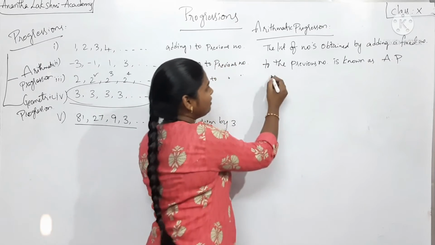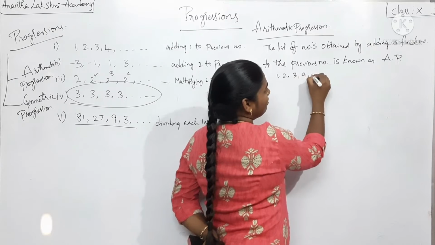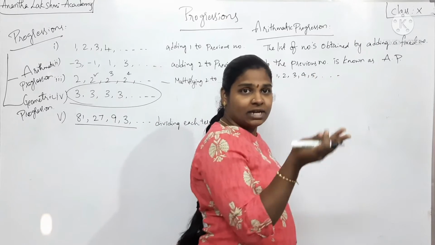The best example is 1, 2, 3, 4, 5 and so on, the natural number set. How are we able to obtain this? What is the common number that we are using?